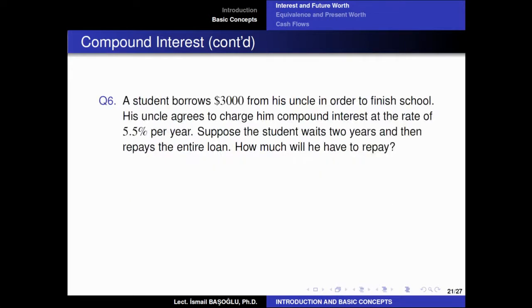Now, let's solve the previous question where the student borrows $3,000 from his uncle under the assumption that the uncle is exposing the student to a compound interest at the same percentage of interest rate. So again, the student is going to be subject to 5.5% per year, and borrowed money is $3,000, and the student is just going to wait for 2 years again and repay the entire loan in the end of the second year. How much will he have to repay?